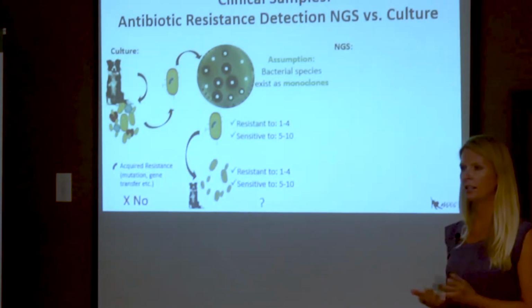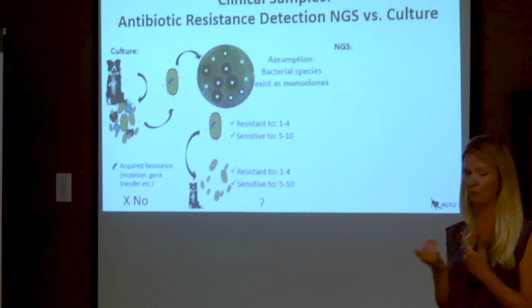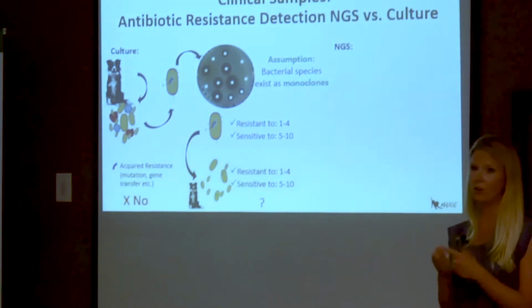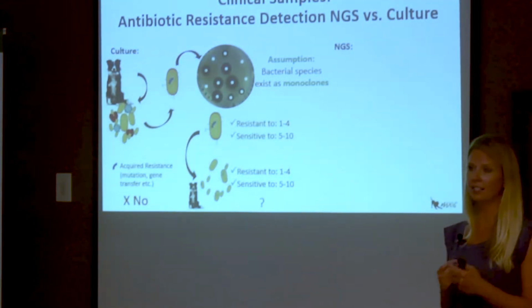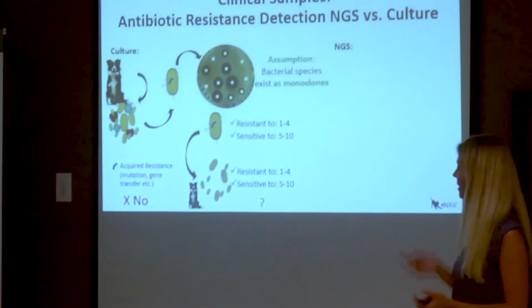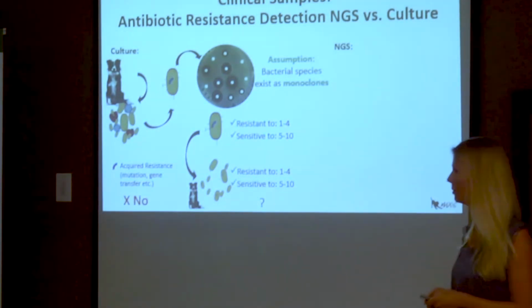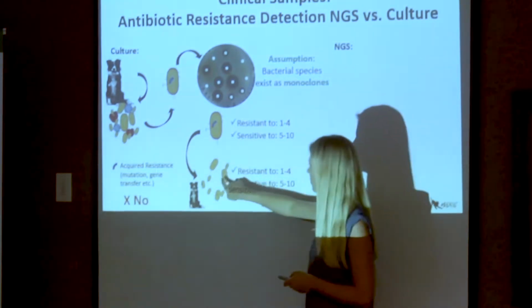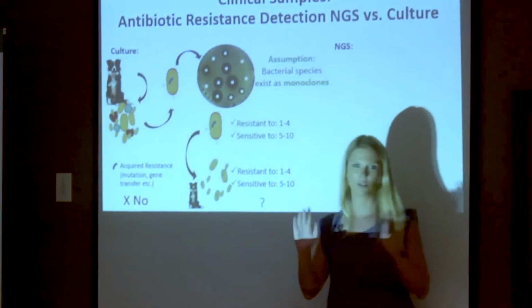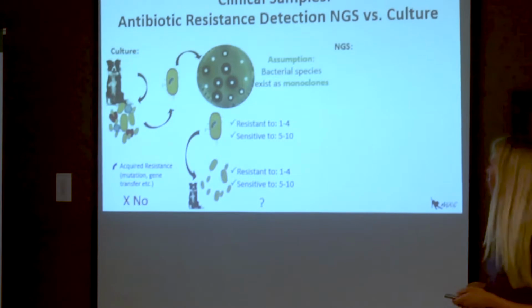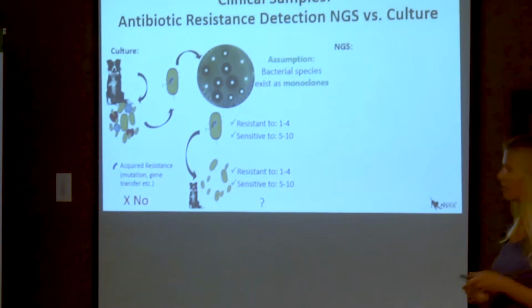But once it's an acquired resistance from mutation, gene transfer, or all the other things, that doesn't necessarily apply for all the bacteria that were present in your original sample, because you might have picked this one, or this one, or this one. So it's not a homogeneous or monoclonal sample in that sense.